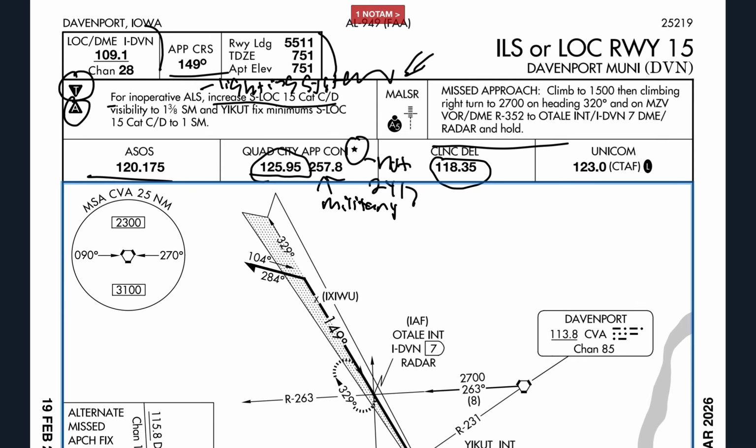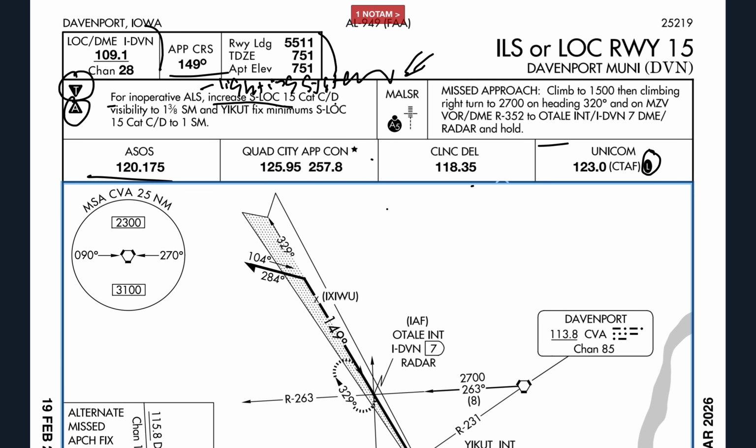118.35, that's clearance on the ground, so if you want to pick up your IFR or activate it on the ground at Davenport, you can use that, or if you want to close it after you land, 118.35 is the way to go. 123.0, that's both UNICOM and CTAF, and this L here tells you that there is pilot-controlled lighting. All right, so let's go ahead and go to the overhead view here.